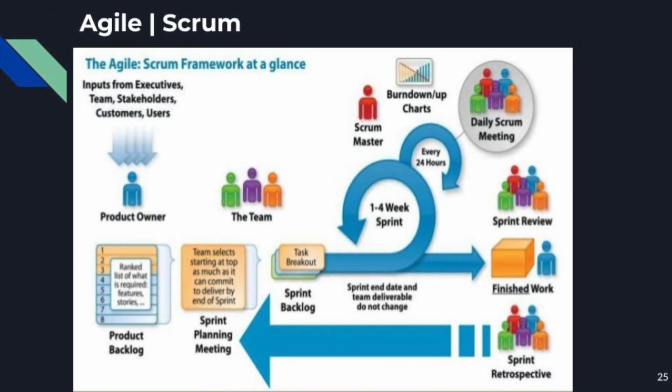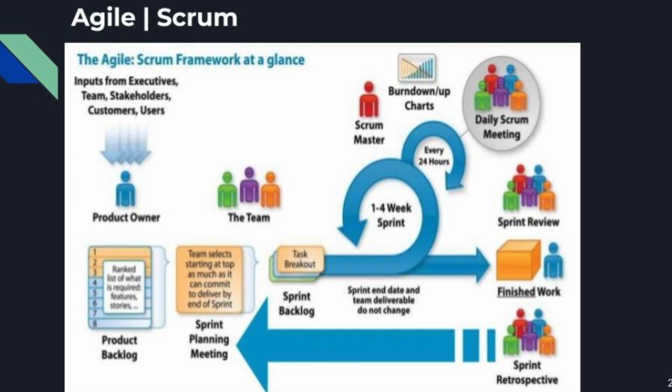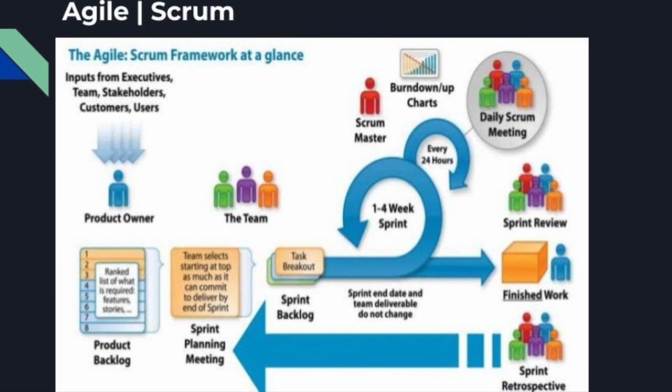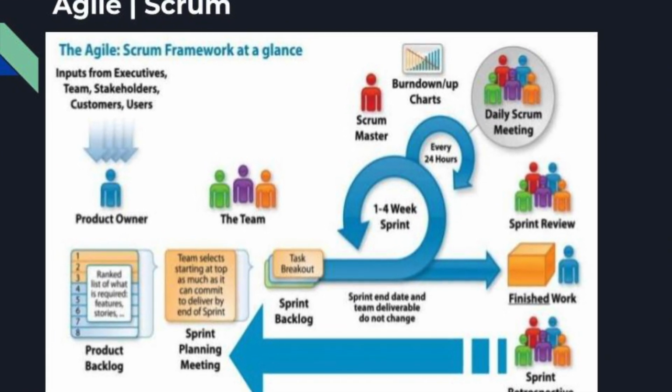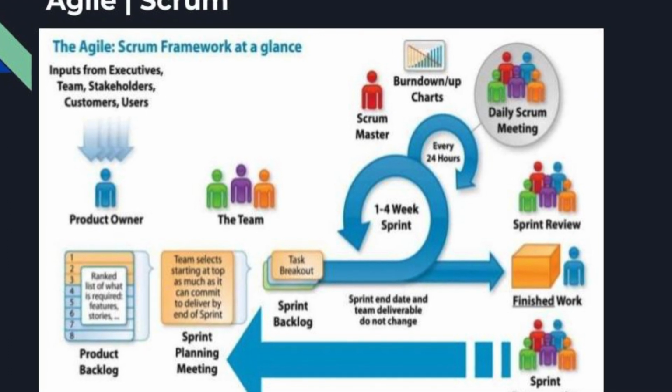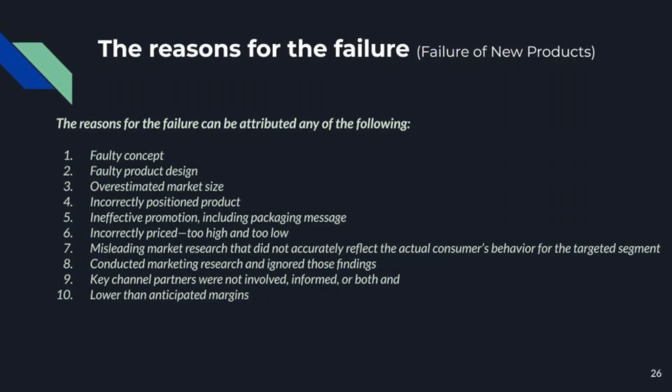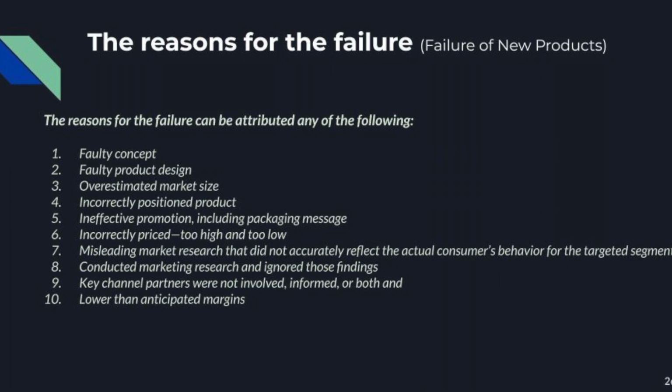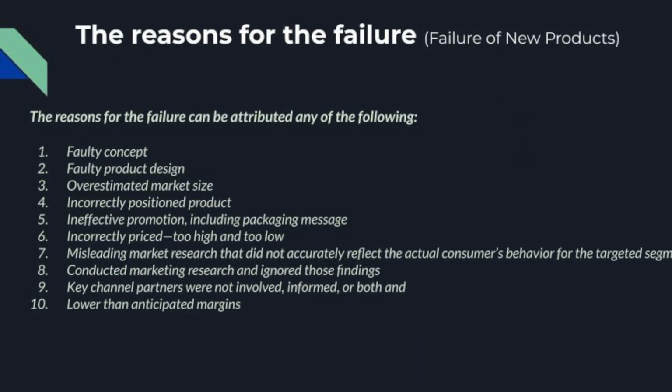Agile and Scrum. This is the most important key area nowadays. Most organizations are adopting the agile methodology, and some organizations are also using a hybrid model. Yes, the reasons for product failure or feature failure.